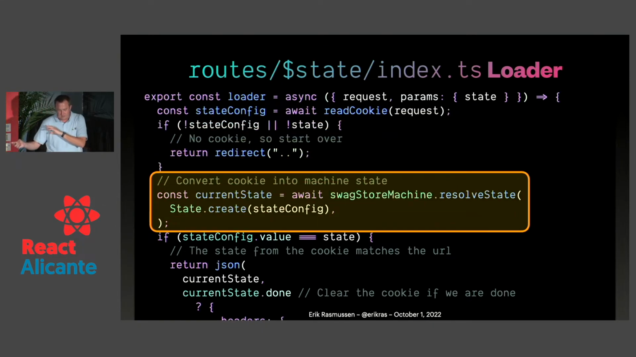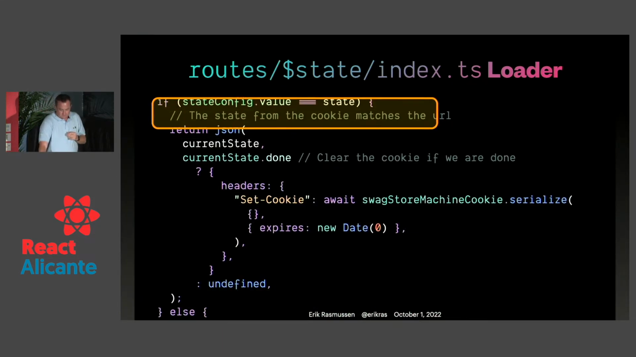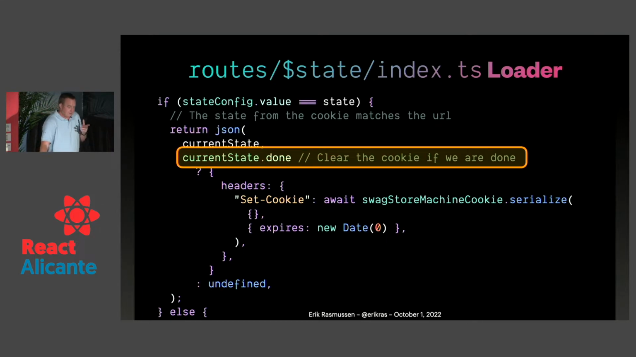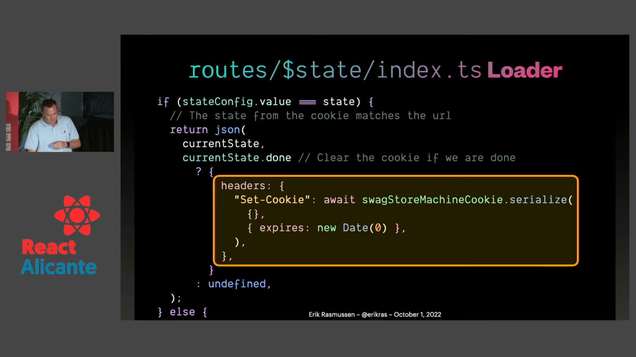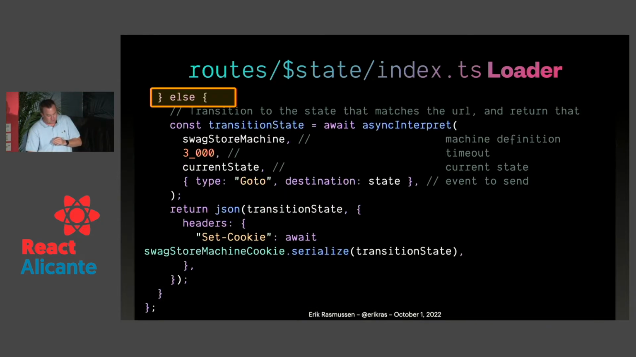And then we're going to convert that cookie value into a state that our swag store machine understands. And if we're already on the route that corresponds to the state that was in the machine in the cookie, then we're going to just give back that current state as JSON. And if we happen to be in a final state, then we're going to blow away the cookie. Otherwise, we're not.